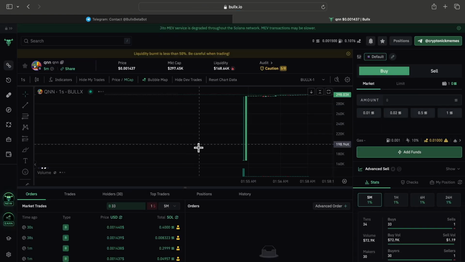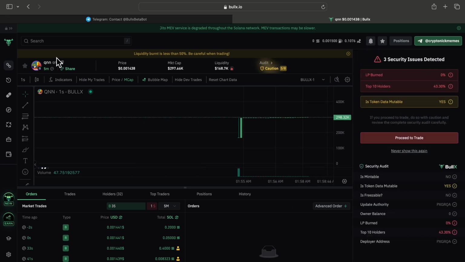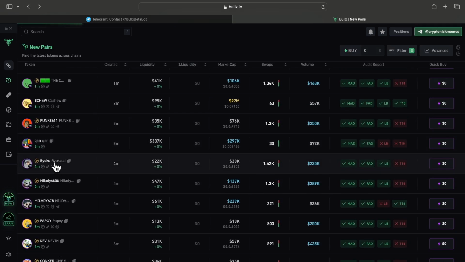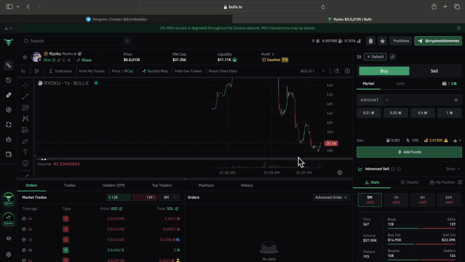For example, this coin right here. But take a look at this chart. Looks completely sketchy, non-legitimate, and of course the audit result is non-positive. So let's keep moving forward until we can actually find a coin which is possible to have a good trade on.